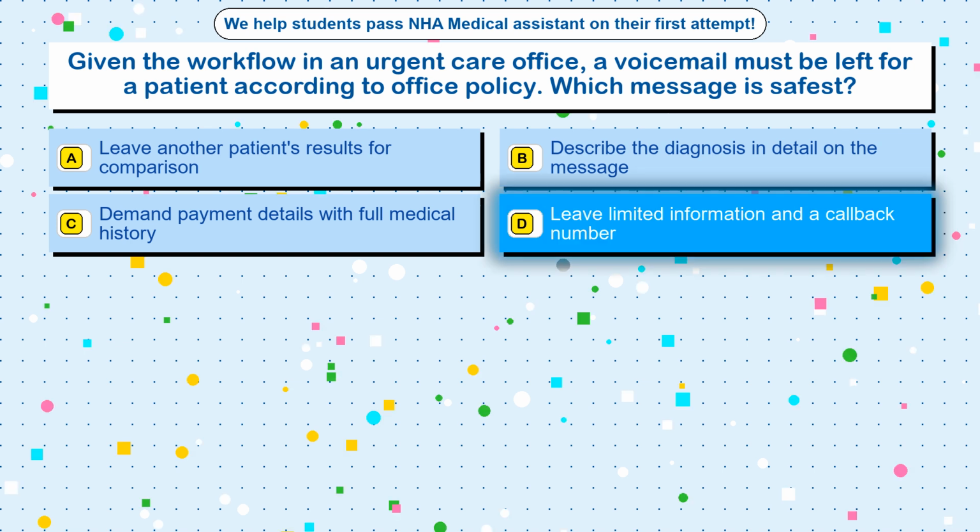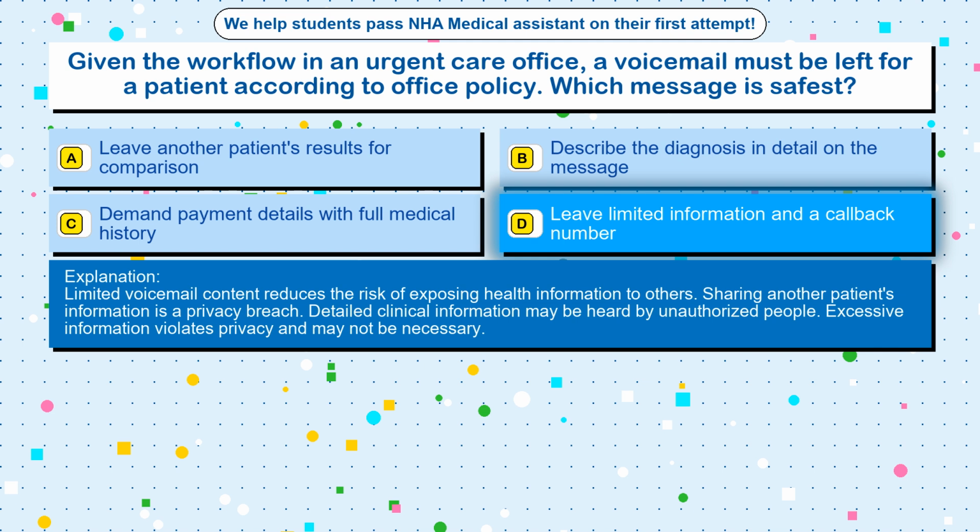The correct answer is option D. Leave limited information and a callback number. Limited voicemail content reduces the risk of exposing health information to others. Sharing another patient's information is a privacy breach. Detailed clinical information may be heard by unauthorized people. Excessive information violates privacy and may not be necessary.